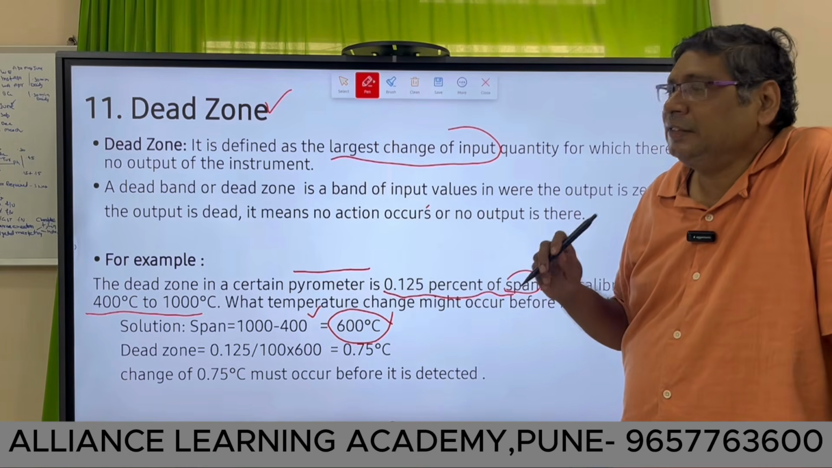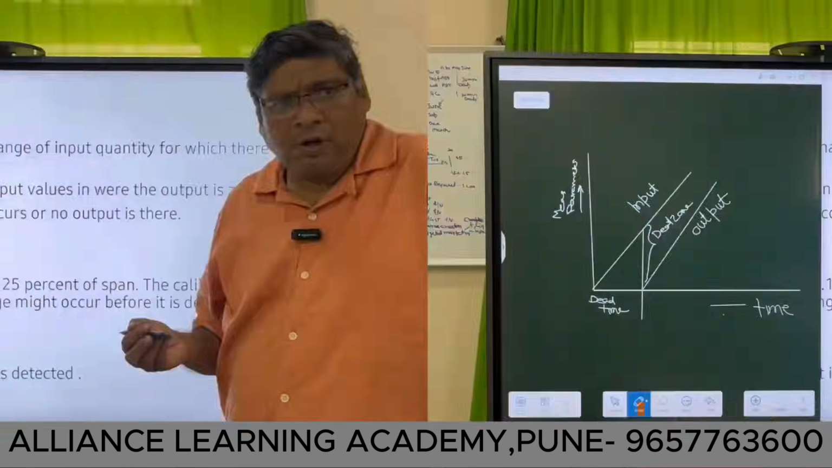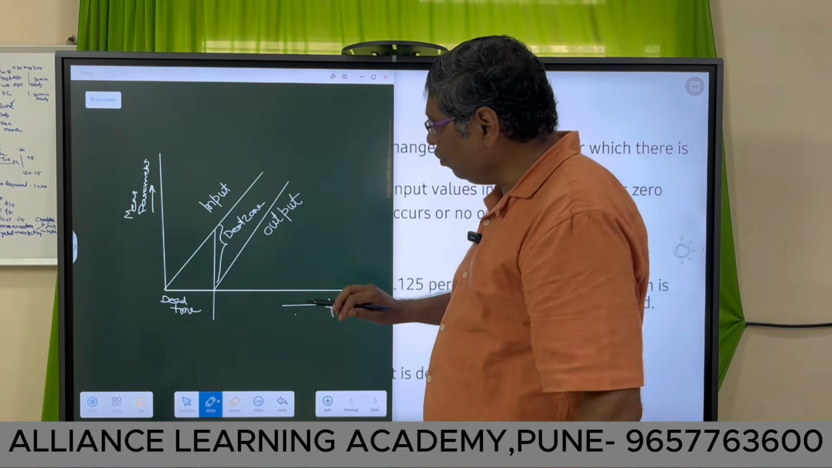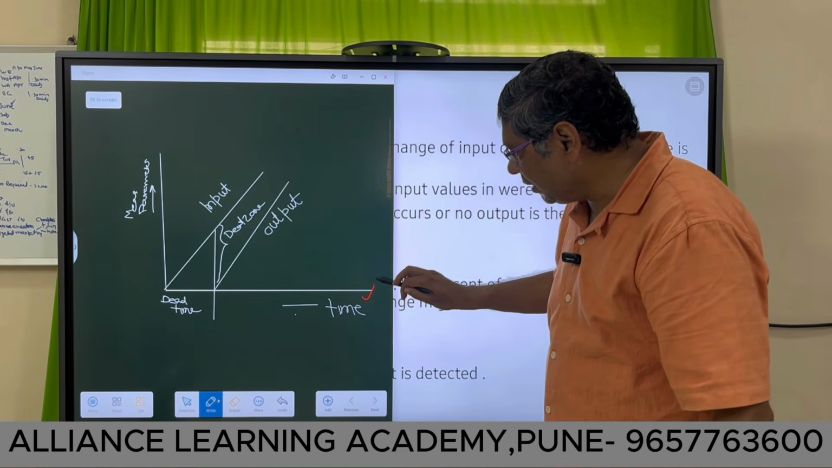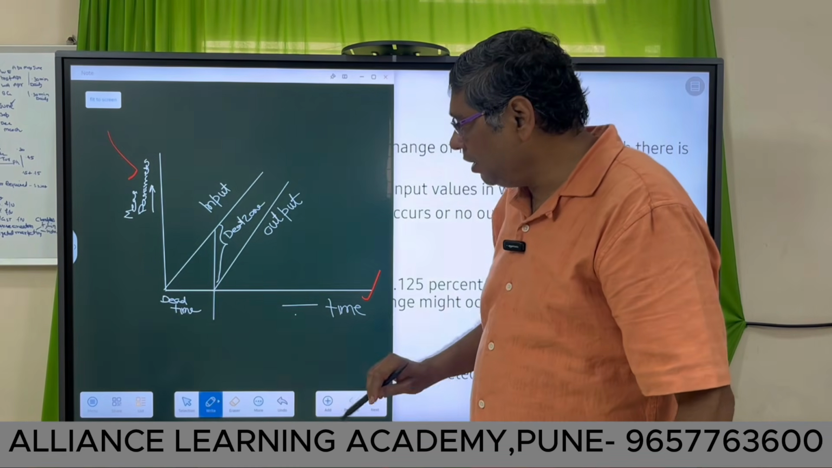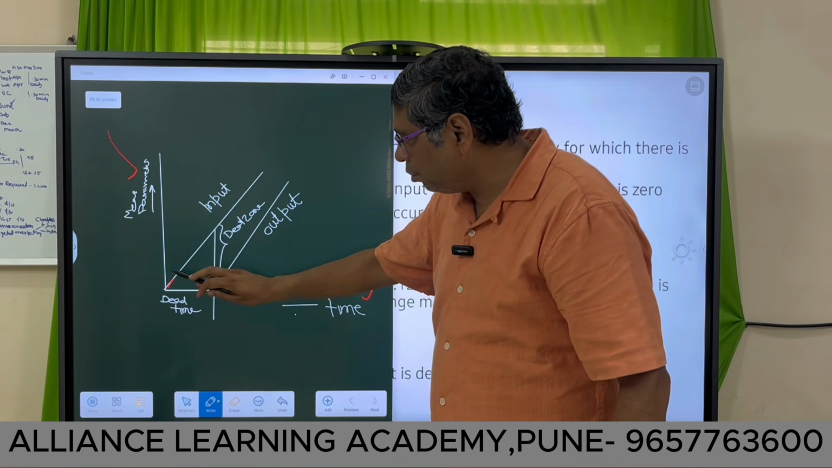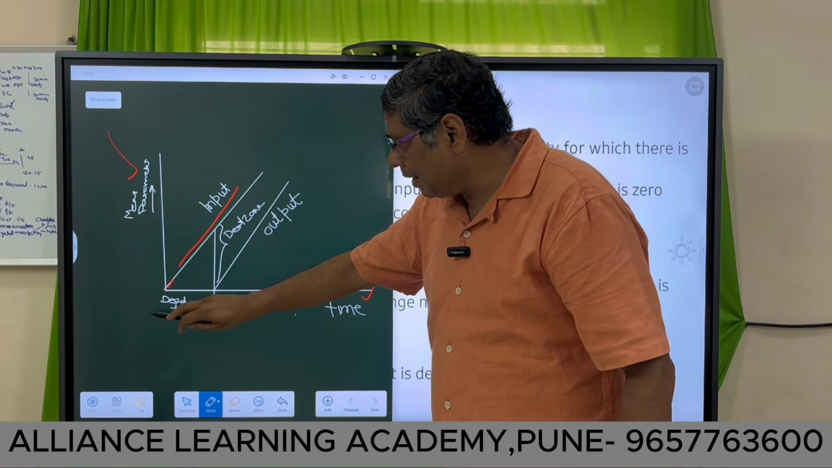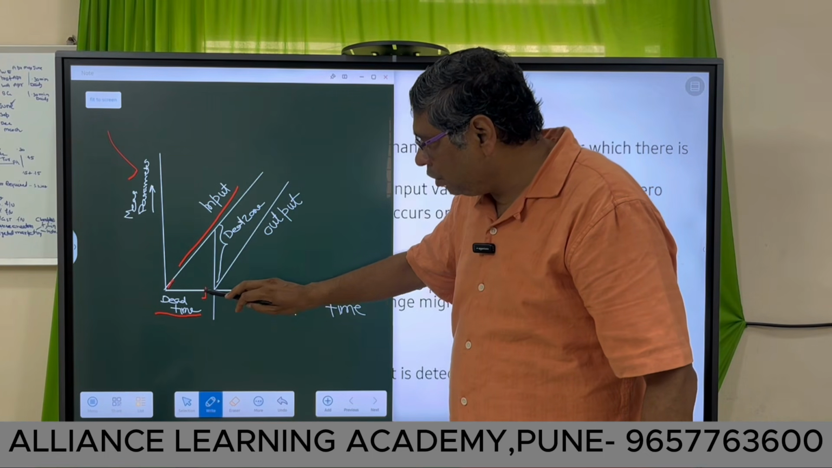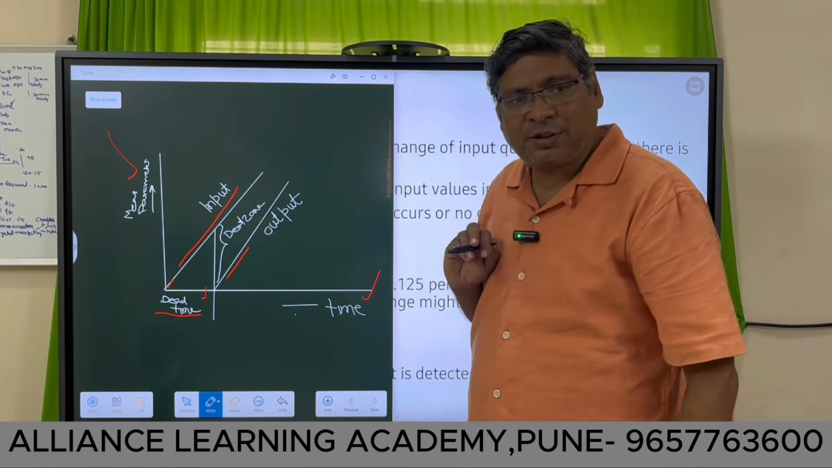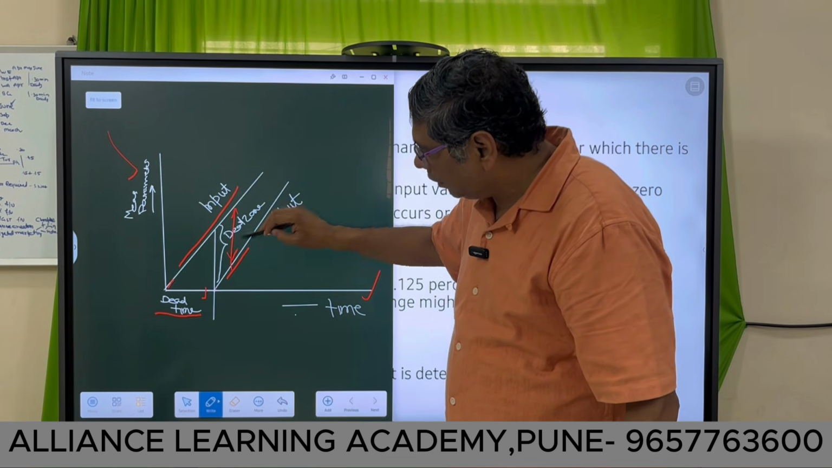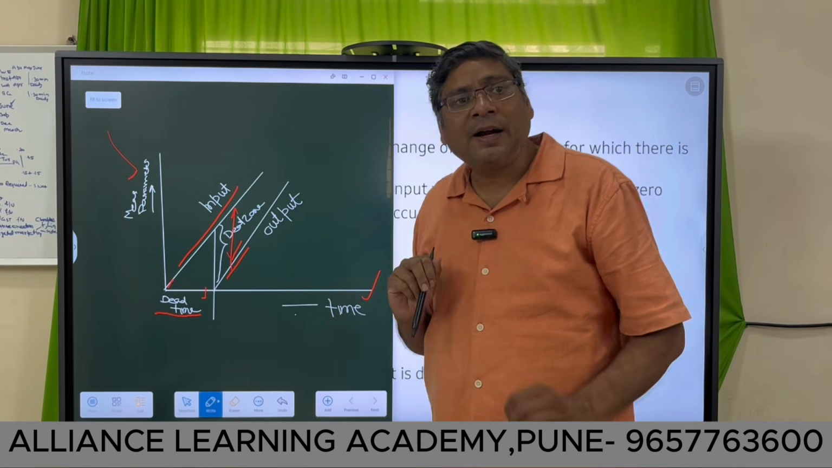Now we will understand more about the dead zone with this graph. Here we are seeing the x-axis is time and the y-axis is the measured parameter. Here when I am giving the input, this is the input I am giving, and this is the dead time, no output is coming, and then after a certain input we start getting the outputs. So in between, this is the dead zone of that particular instrument, and this is the dead time.